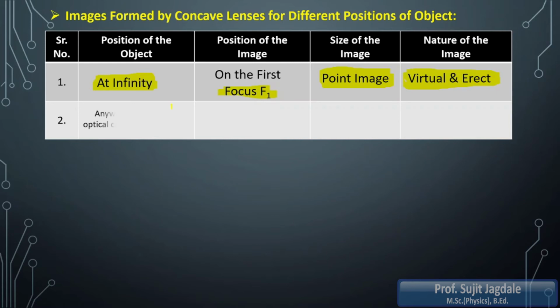Then the second position is anywhere. Now there are only two possibilities. The first one is infinity and the second one is anywhere between optical center O and infinity. So its position will be between optical center and focus f1, that means anywhere between optical center and focus f1. So it varies according to the distance between O and infinity.